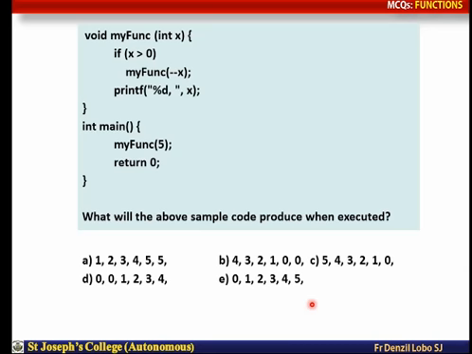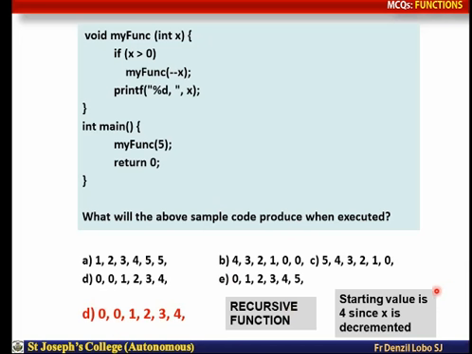Just note down. It is D, 0 0 1 2 3 4. So it is a recursive function. Therefore, what happens is it starts with value 4, because here, as you see, x is greater than 0, 5. So 5 becomes 4 here. So it starts with 4, goes on 4, 3, 2, 1, 0, and then goes on printing 0, 0, 1, 2, 3, 4, not 5.